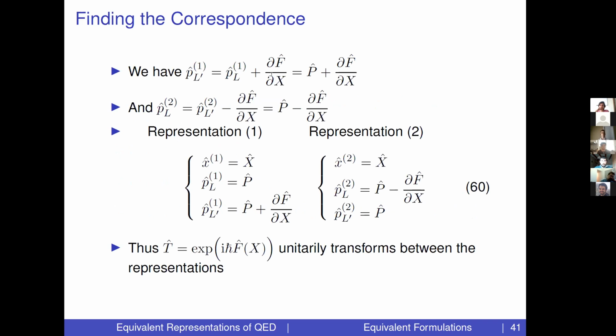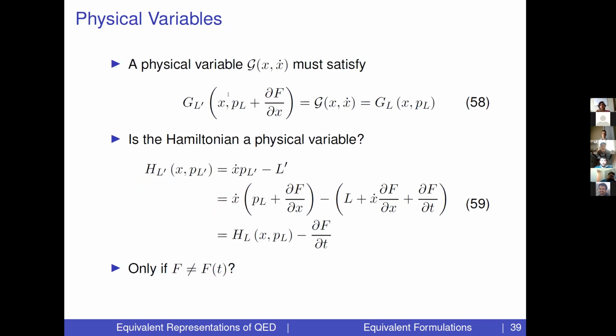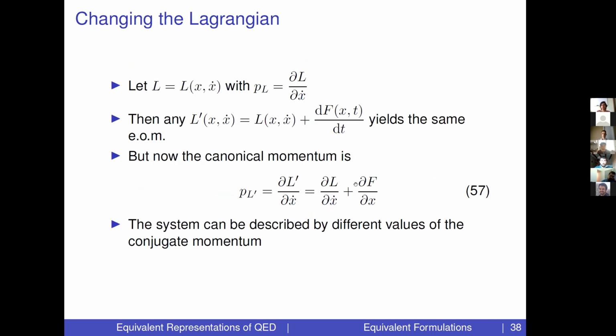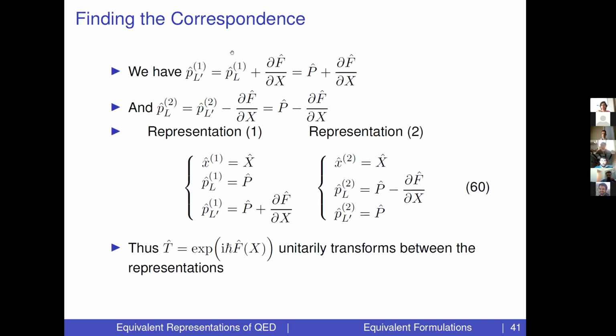So in order to find this, we find the correspondence. What we now do is we want to find the representation of the canonical momentum of the second Lagrangian, but with respect to the first representation. And by our relation here, we can write this in terms of the canonical conjugate in the first representation, which just corresponds to P, plus this correction term. And similarly, we can also do this in the second representation for the canonical momentum with respect to the first Lagrangian. And here the minus comes from rearranging, and therefore it is the usual P operator minus this correction term.